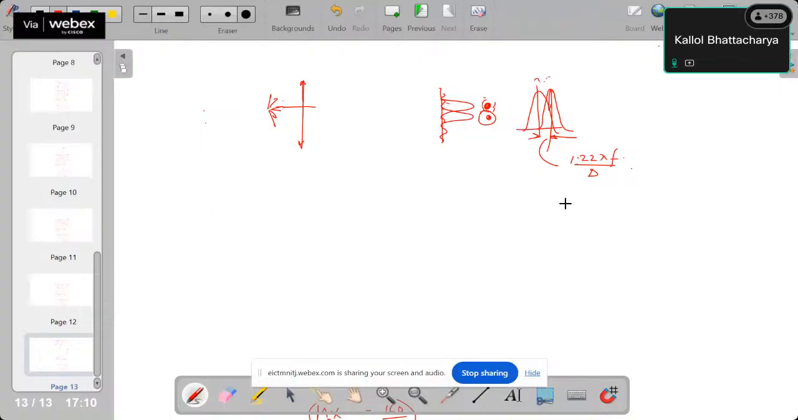So on the image plane, the minimum separation between two points, which is L minimum, must be equal to 1.22 lambda f by d, right?